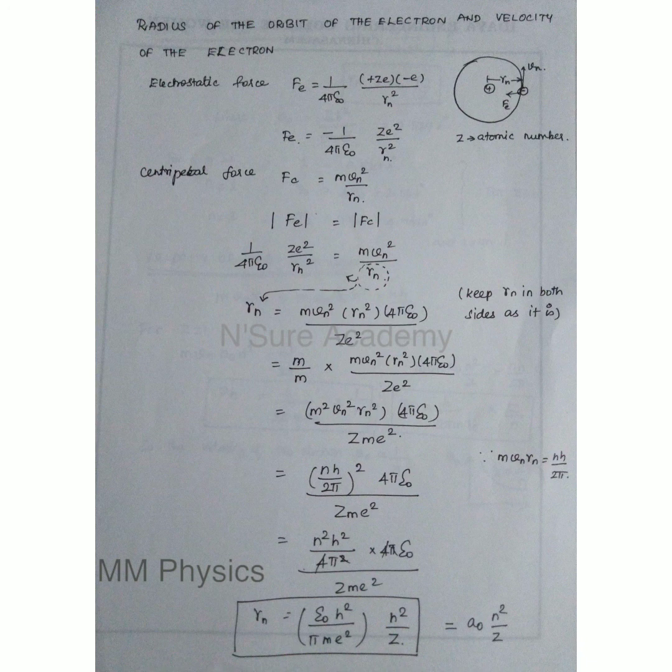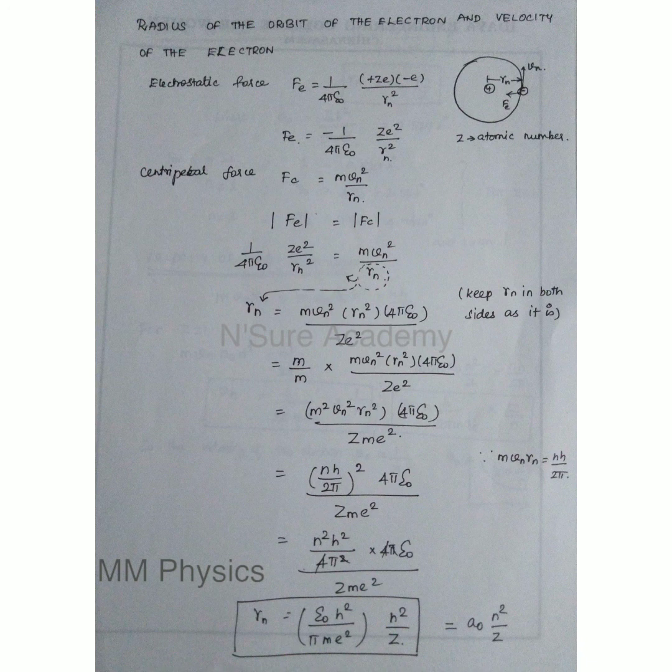So the electrostatic force can be given as 1 by 4 pi epsilon naught times (+Ze) into (-e) divided by Rn square. Then take the minus out. So Fe is equal to minus 1 by 4 pi epsilon naught Ze square divided by Rn square. Then, due to the centripetal force, the electron revolves around the nucleus. So the centripetal force can be given as Fc equals m vn square divided by Rn, where vn is the velocity of the charged particle.